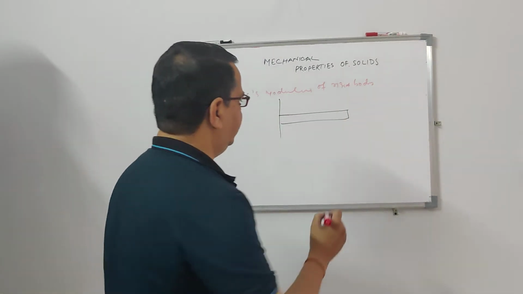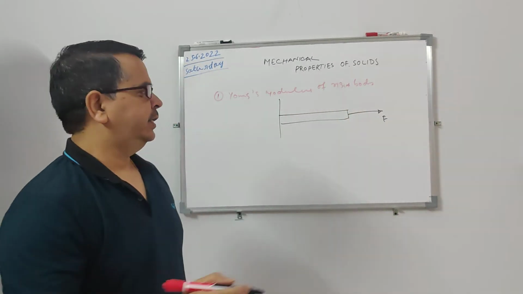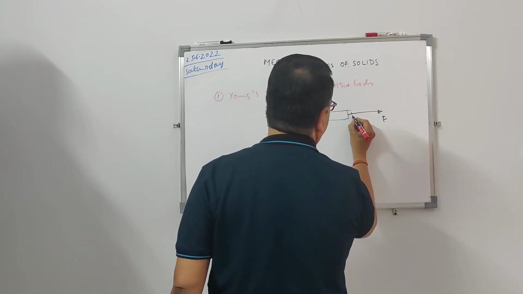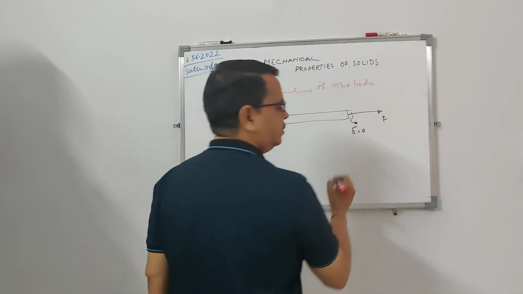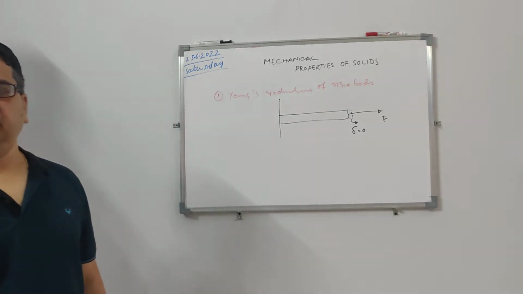If it is a rigid rod, whatever force you apply, there won't be any deformation. So if I show that this is the deformation, this deformation is equal to 0. It will not deform at all. That means it's completely rigid.